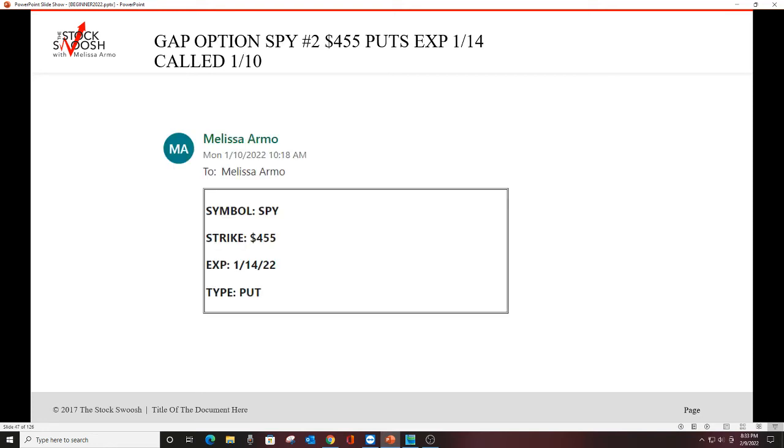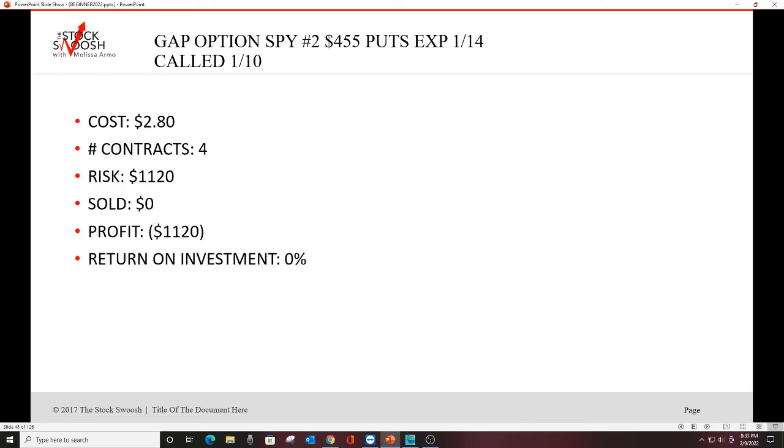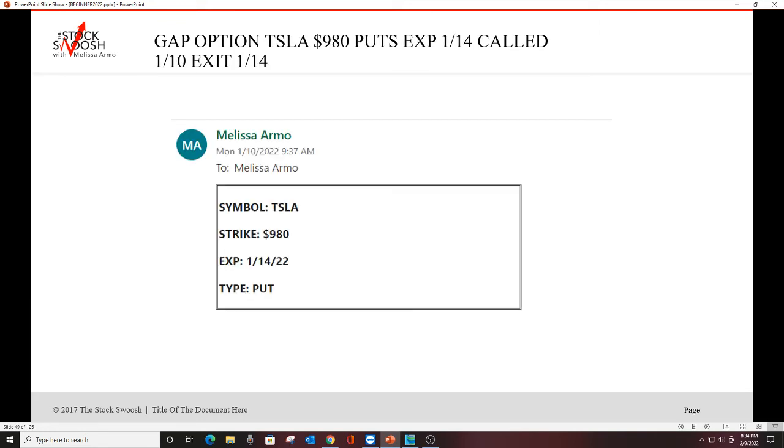Then on Monday the Spy 455s, again, this did drop too, just like the Qs, had the bounce. You could have got out of this with profit, but I really thought it would continue. It took into the following week, but anyways, this was a loss if you held it. If you scalped it, you could have got out with money.